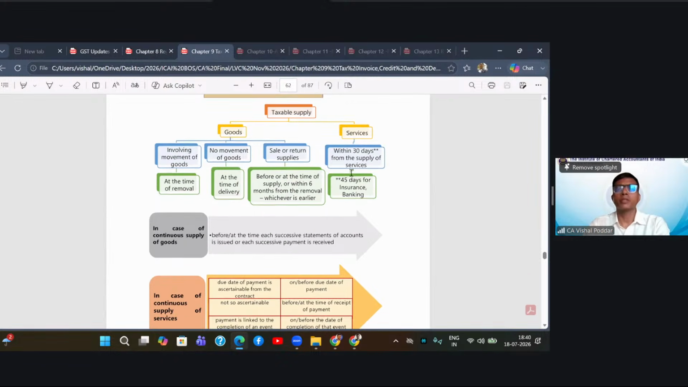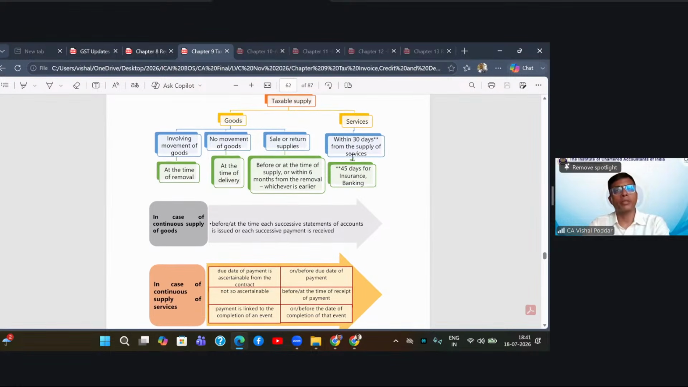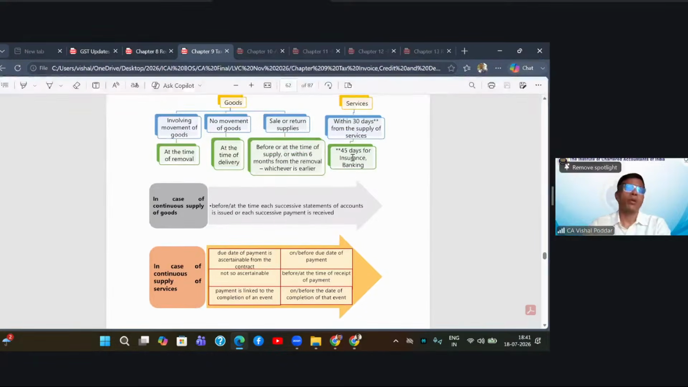In case of services, generally you are given a 30 days window for issuing the invoice. So from the date of supply of service, you can prepare the invoice in the next 30 days. If you are an insurance or a banking company, this 30 days is extended to 45 days.